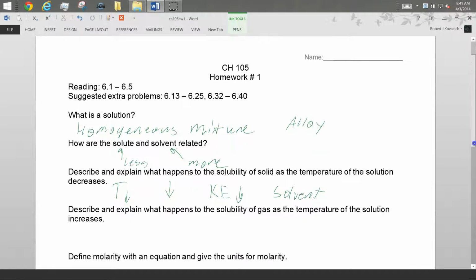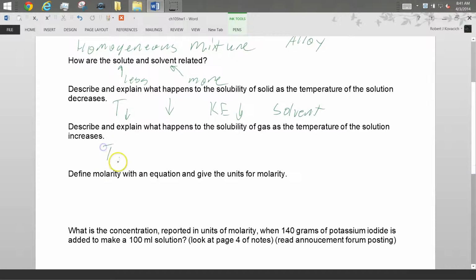What about gases if I increase the temperature? So temp goes up, and what happens to gas solubility? Same situation going down, just for the opposite effect. And why are they going down? What happens to them? Yep, they gain enough kinetic energy to leave, because they're gases, so they'll just simply leave the solution.